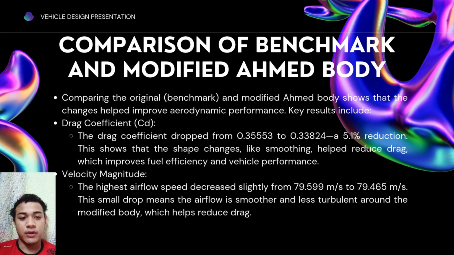Next is the value for the velocity magnitude. The highest airflow decreased slightly from 79.599 mm per second to 79.465 mm per second. This small drop means the airflow is smoother and less turbulent around the modified body, which helps reduce the drag.